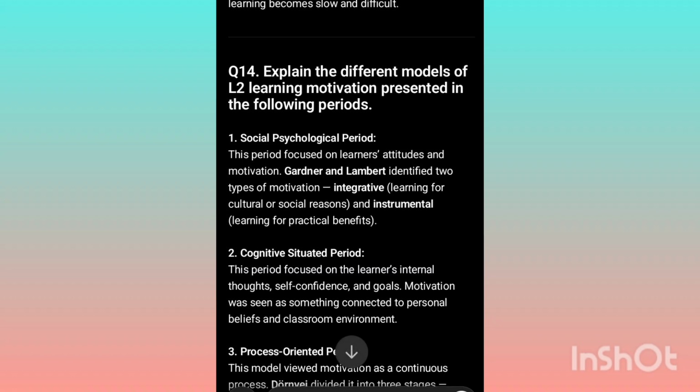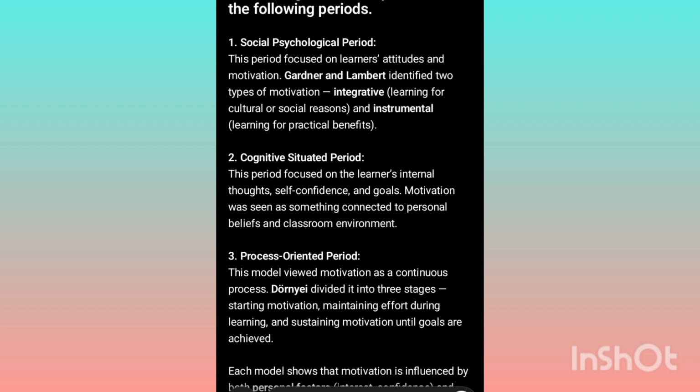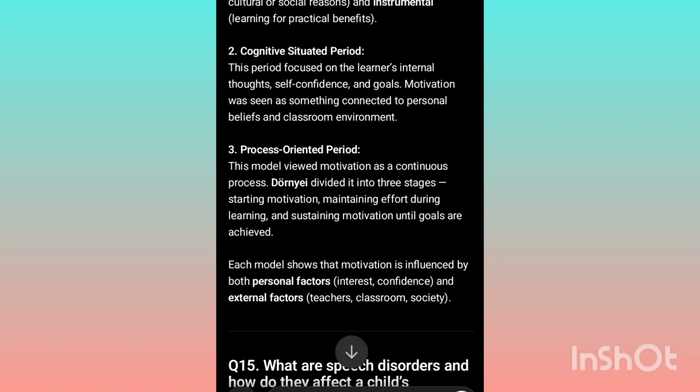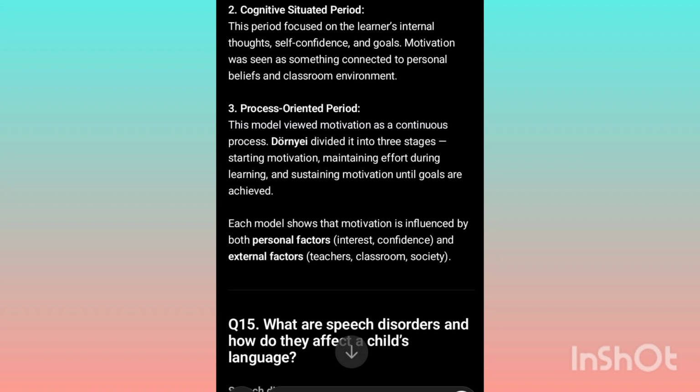Q14. Explain the different models of L2 learning motivation presented in the following periods. 1. Social psychological period. This period focused on learners' attitudes and motivation. Gardner and Lambert identified two types of motivation: integrative, learning for cultural or social reasons, and instrumental, learning for practical benefits. 2. Cognitive situated period. This period focused on the learner's internal thoughts, self-confidence, and goals. Motivation was seen as something connected to personal beliefs and classroom environment.